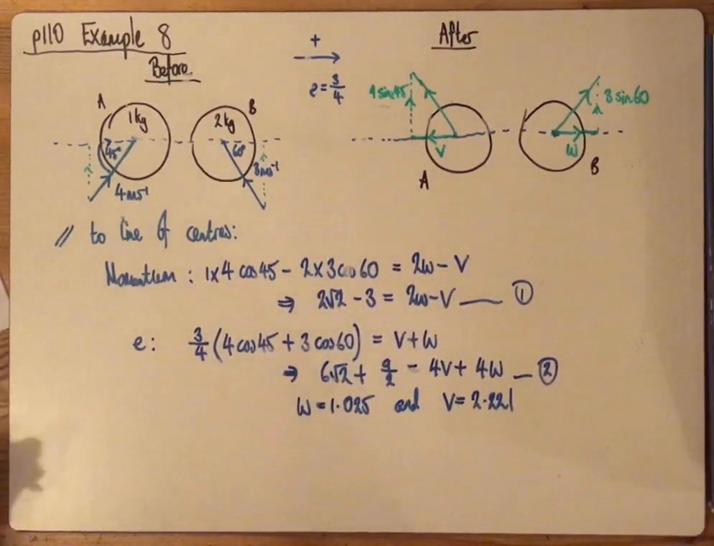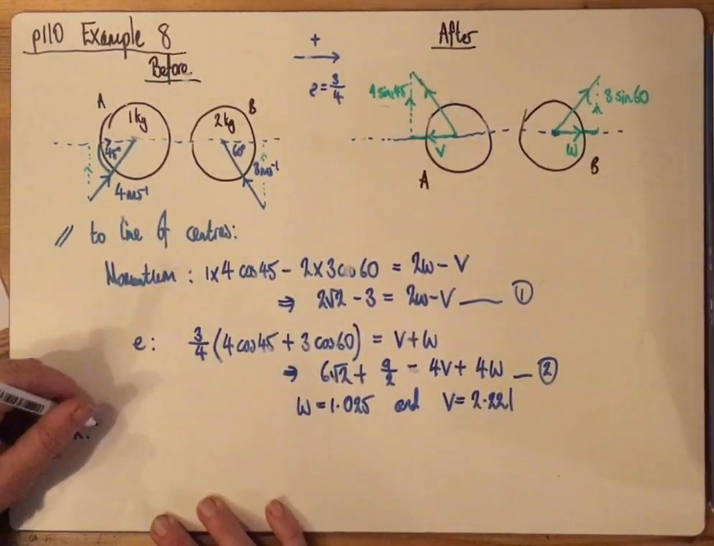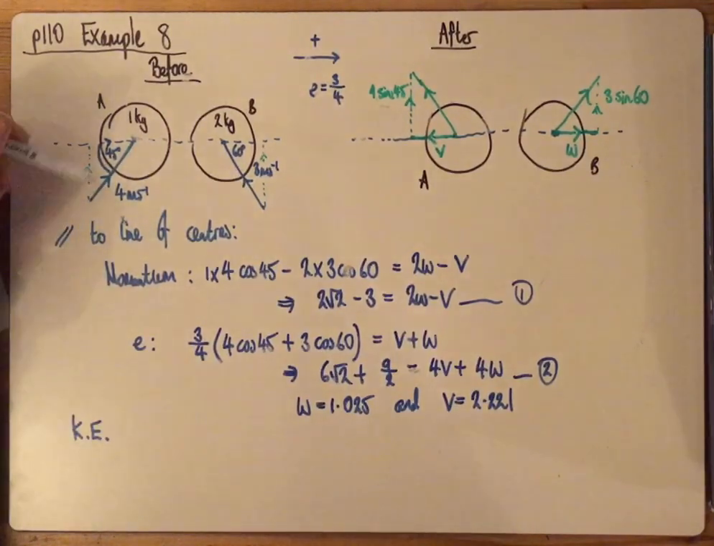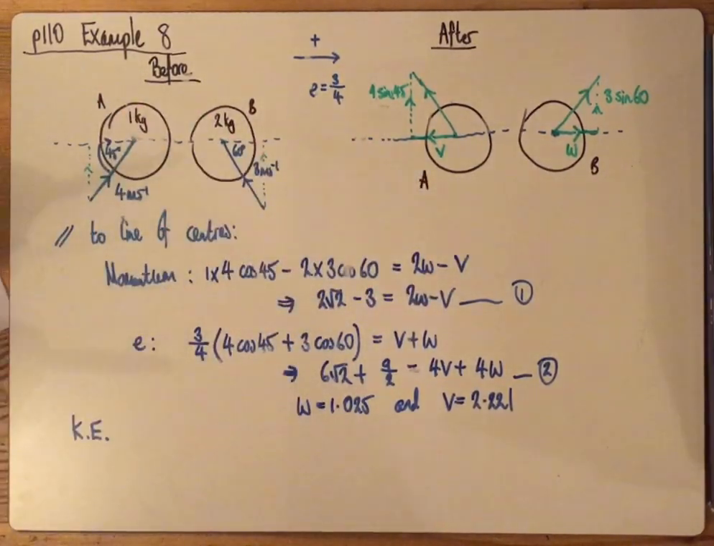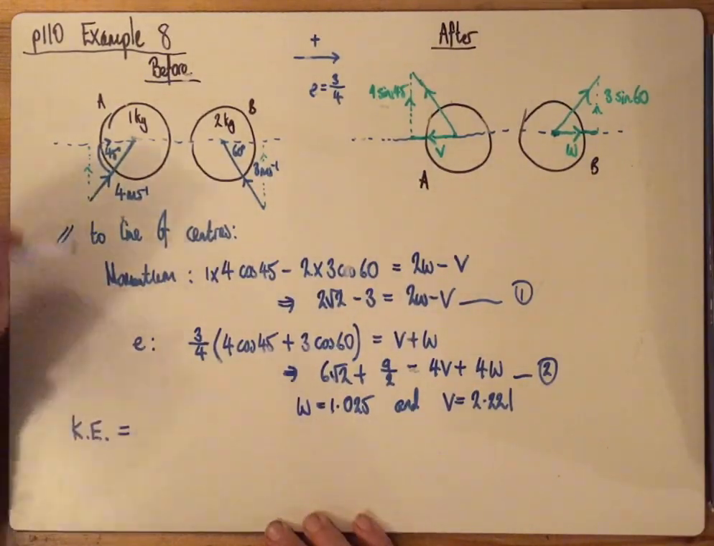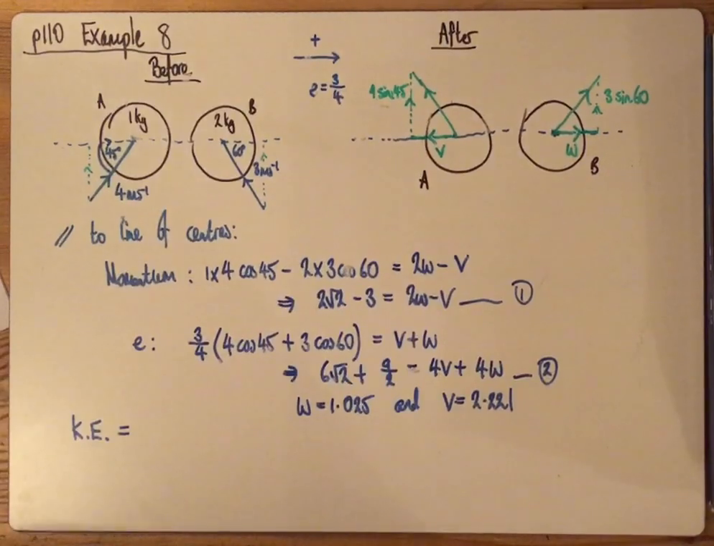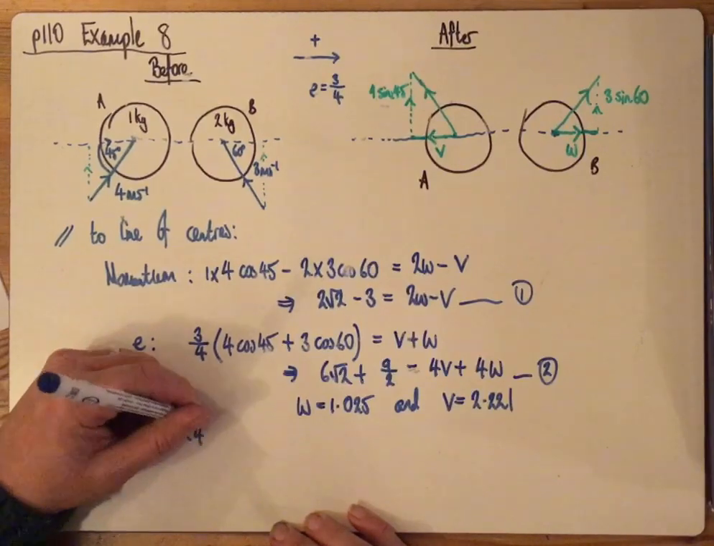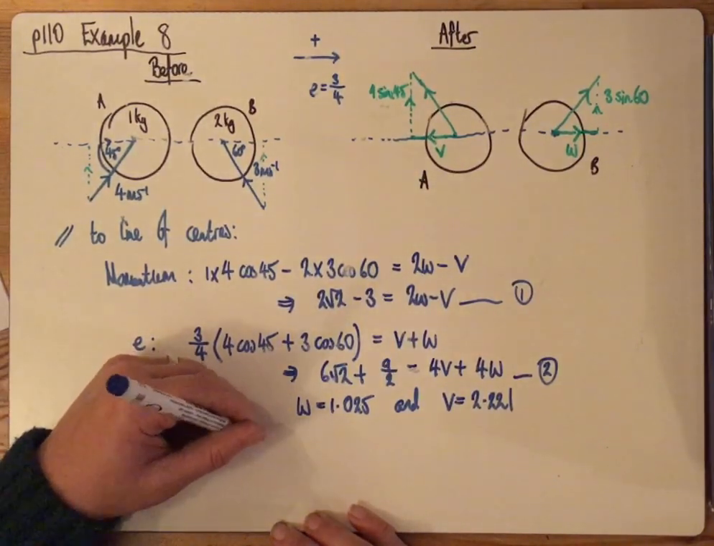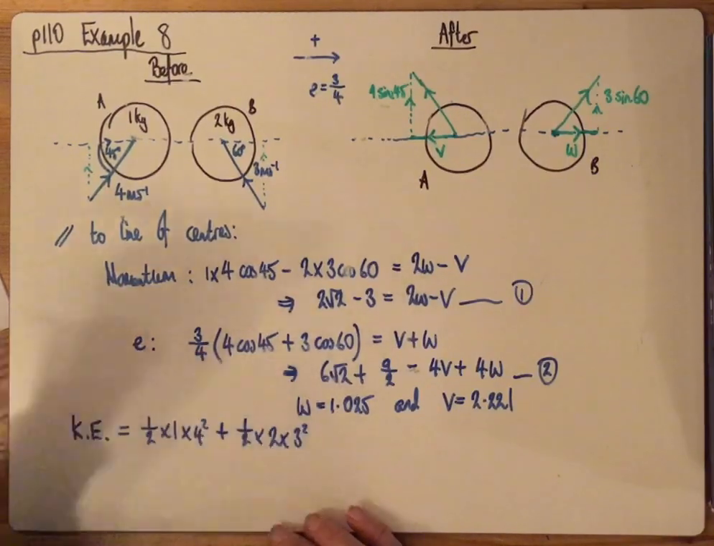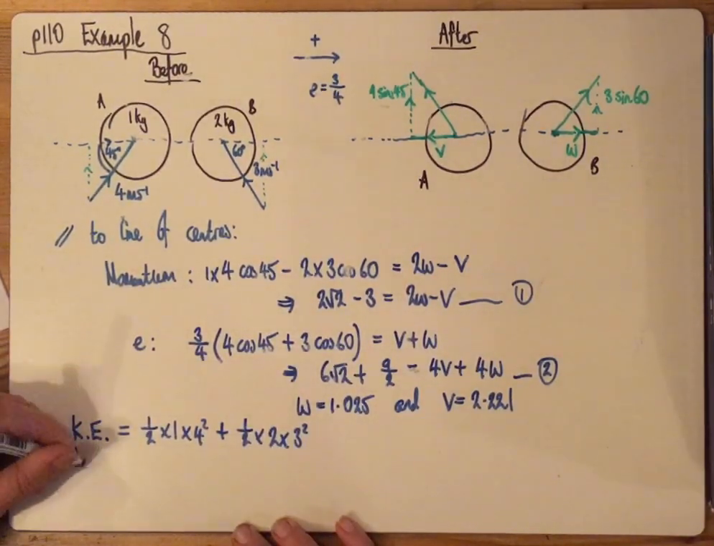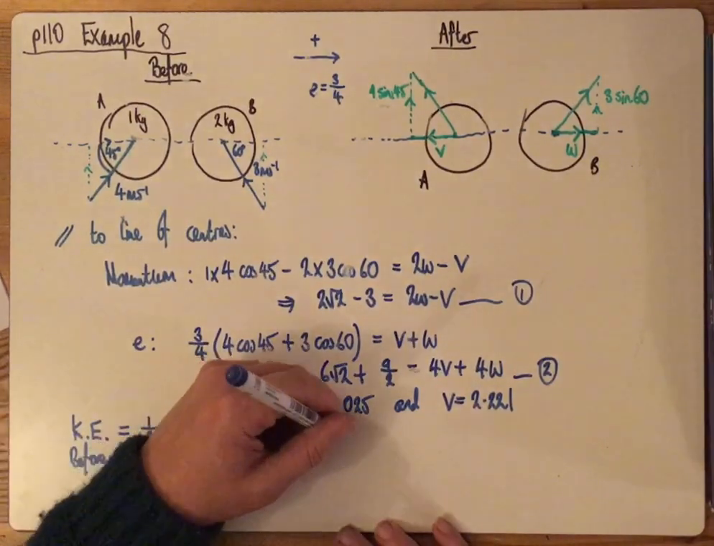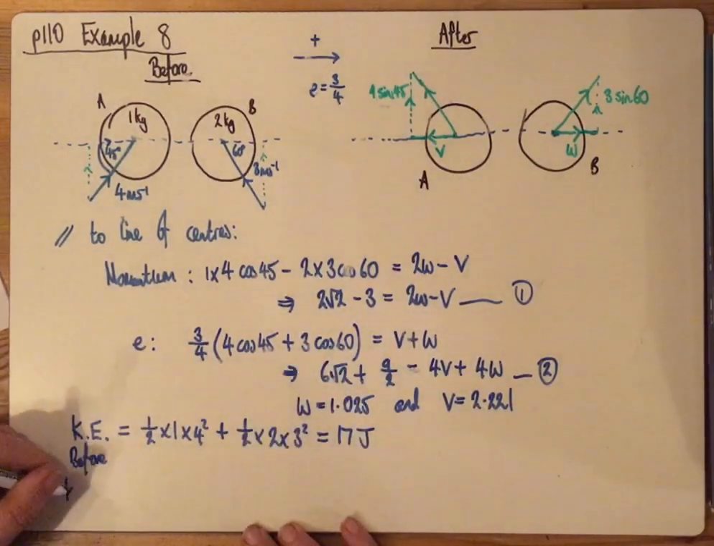To find the change in kinetic energy, you can either work with the speeds as a whole, or you can just find the change in kinetic energy along the line of centres. For this one, I've actually used the actual speeds of the balls, not the components. So change in kinetic energy, I've got a half times 1 times 4 squared plus a half times 2 times 3 squared. So that's the kinetic energy before. And that comes out as 17 joules. Kinetic energy after.